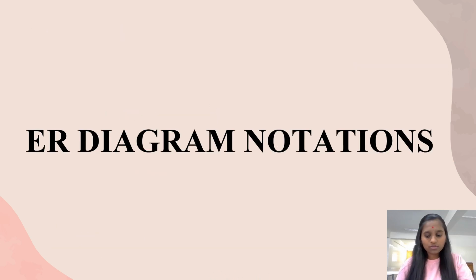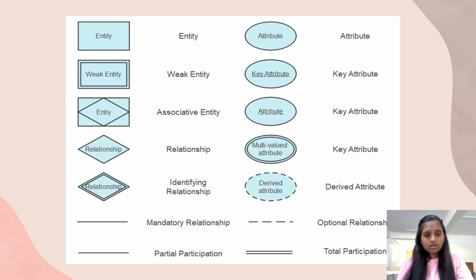So ER diagram notations. We will see the ER diagram notations. These are the notations we use in ER diagram. Rectangle represents entity, and oval shape represents attribute, and double outline of the rectangle represents weak entity, and underlined attribute represents key attribute, and this one is associative entity, and relationship, identifying relationship, mandatory relationship, partial participation, total participation, optional relationship, derived attribute, key attribute. These are the notations we use in the ER diagrams.